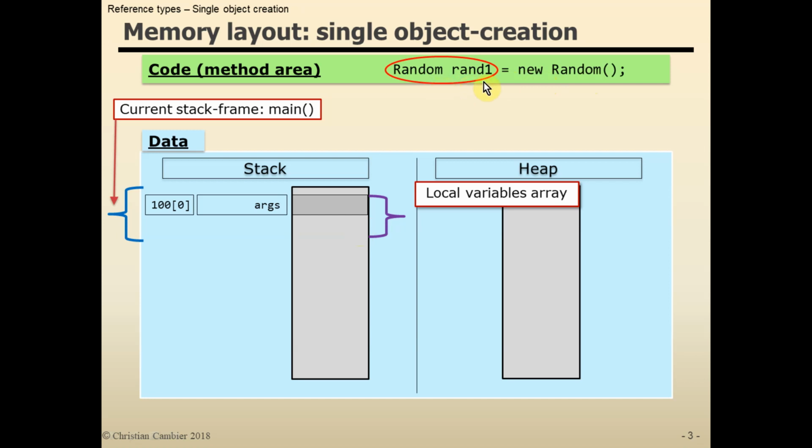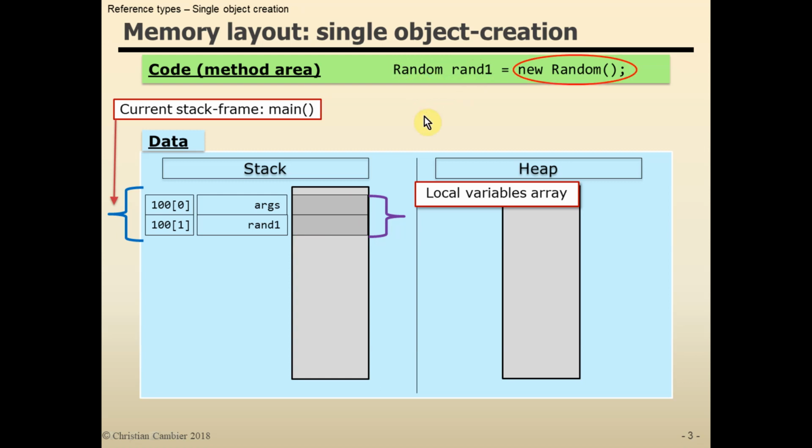This represents the declaration of a local variable named rand1, which will be stored at the second position in the local variables array. It's not a primitive type, such as for example int or boolean or short, but a reference type. And a reference type is based on a class. More specifically, it is represented by the name of a class. In this case, Random. So here, rand1 is the name of a variable and its type is Random.